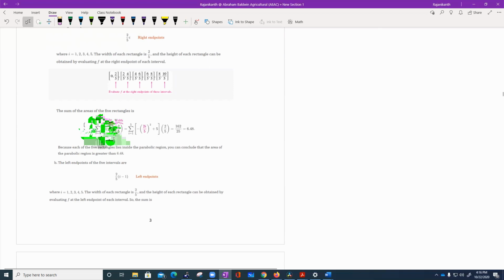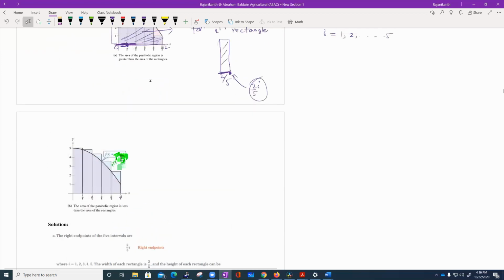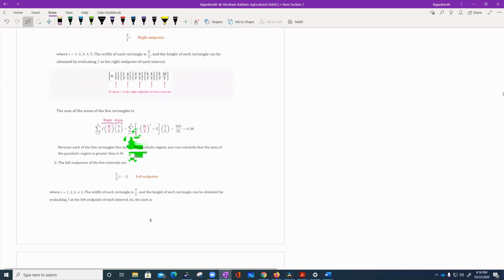So this is going to be my height of the ith rectangle. Remember, height is given by the function value. Take the given function and evaluate it at the right endpoints. Okay, so we are picking the right endpoints. Then multiply by its interval width. So you will be given a function. For this problem, what was my function? The function was negative x squared plus 5. So simply plugging this in as my x value, plugging this value into your function.